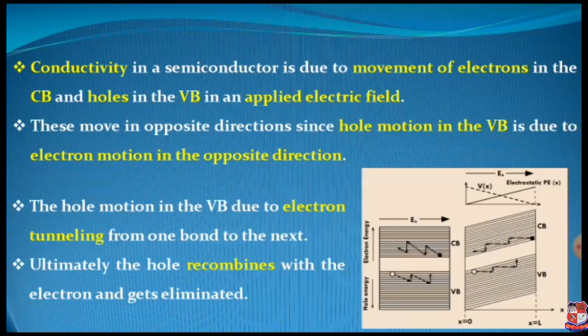Okay, so conductivity in a semiconductor is due to movement of electrons in the conduction band. This is very much important. We say conductivity every time when we are classifying the electronic materials category. So the conductivity in a semiconductor is proportional to the movement of electrons in the conduction band, that is the topmost, and the movement of holes in the valence band, after applying the external electric field.